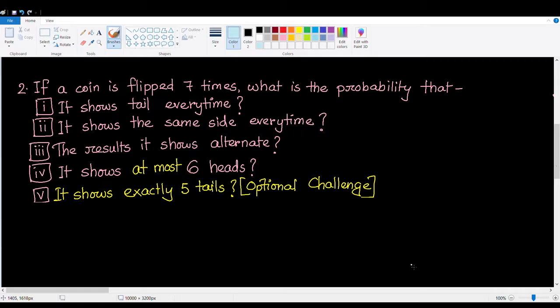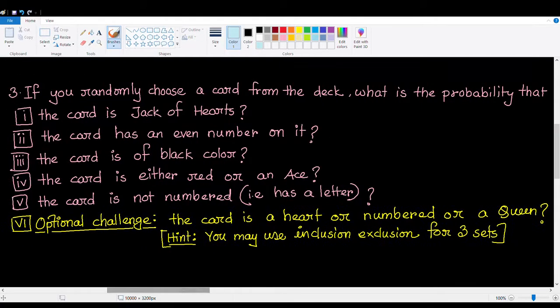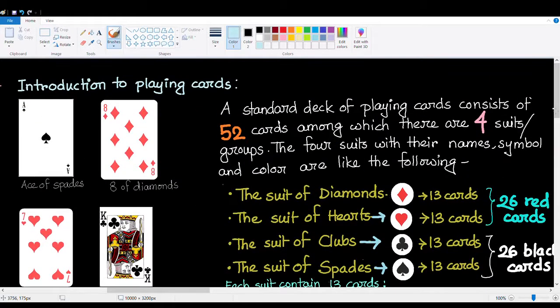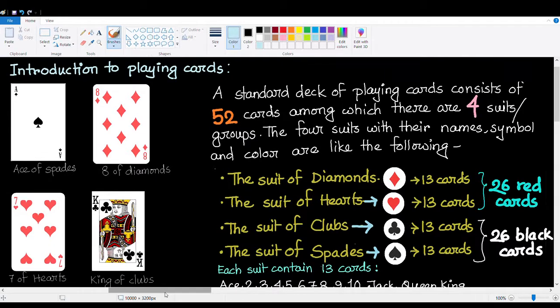Now we are going to solve a card problem. In order to solve this problem, we have to familiarize ourselves with the cards. I know many of you have already played cards, some of you didn't. So for those who didn't play cards, this is for you: the introduction to playing cards.